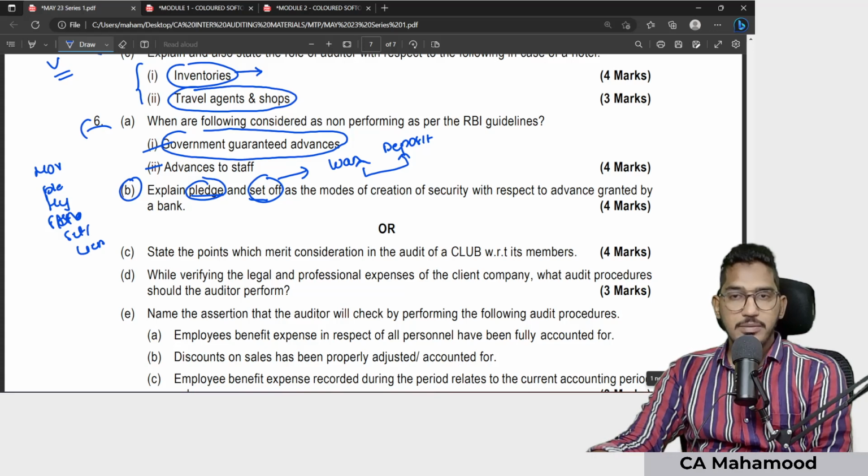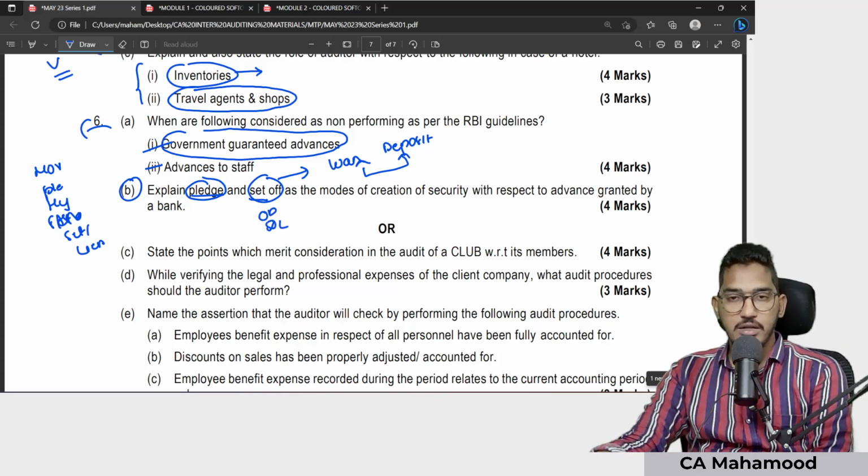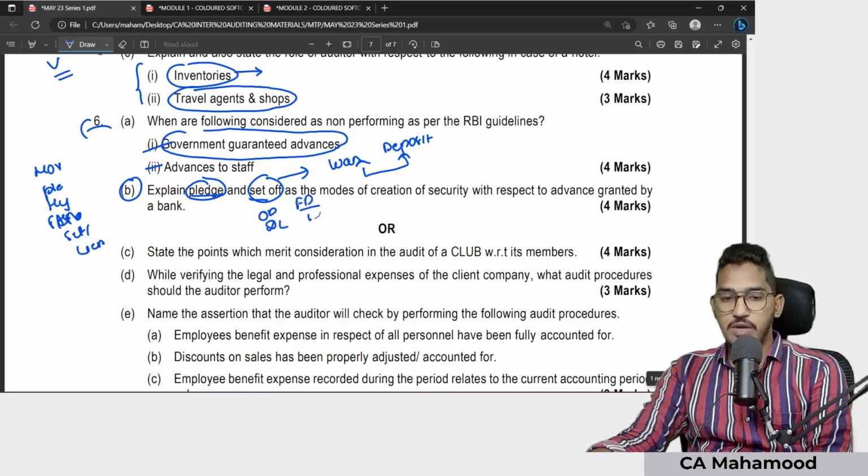Like an example, a customer has taken an OD worth 50 lakhs from the bank. With the same bank, he is having a fixed deposit worth 1 crore.